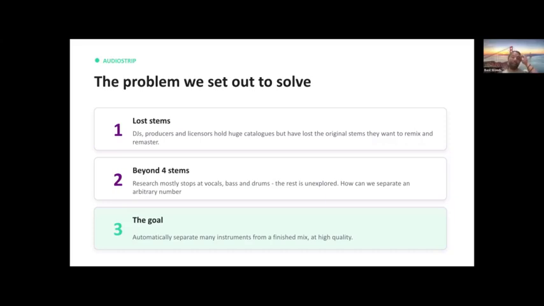So I guess how we're looking at this is, again, we have lost stems, a bunch of mixes where we want the output stems. Currently, most of the research and most commercial products will just output 4 output stems: bass, drums, vocals, and then an ugly one called other. But we actually think we want to be able to separate an arbitrary number of stems, i.e. an arbitrary number of instruments at high quality.